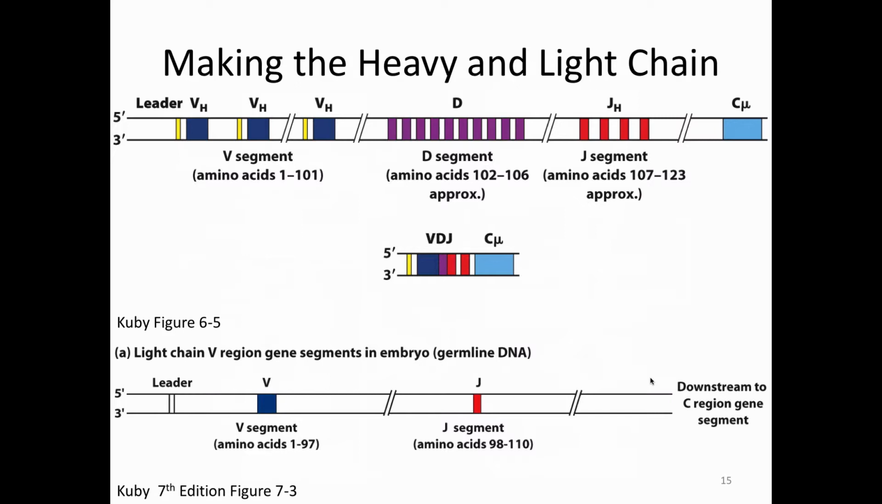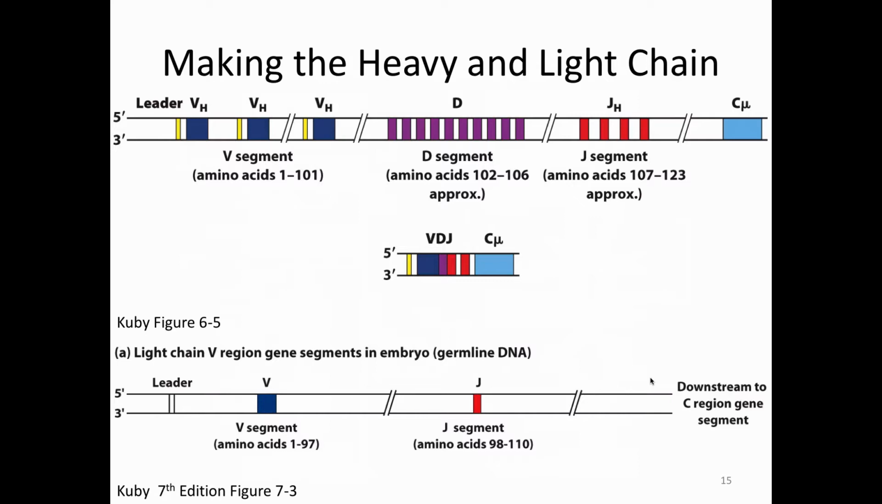So you can see that each of these segments encodes different amino acids in the final protein. So for example, in the heavy chain, the V segment is encoding about amino acids 1 to 101. The D is about 102 to 106. The J is about 107 to 123. You can see that in the light chain, the V is encoding about 1 to 97. The J is about 98 to 110. And then all the rest, all of the constant region, all of the tail parts, are encoded by the C regions.